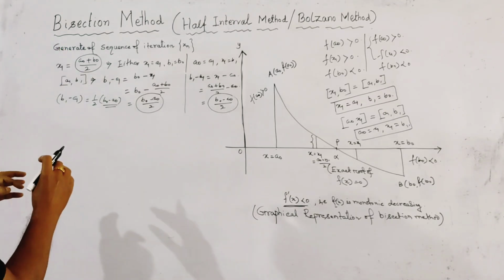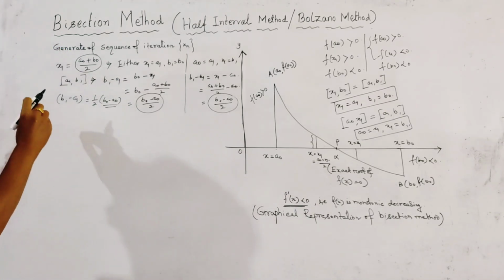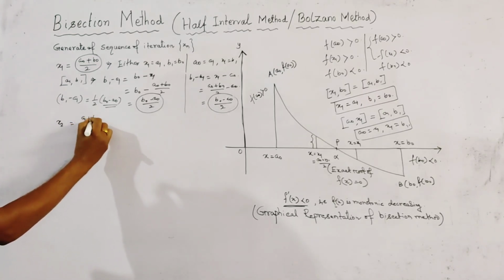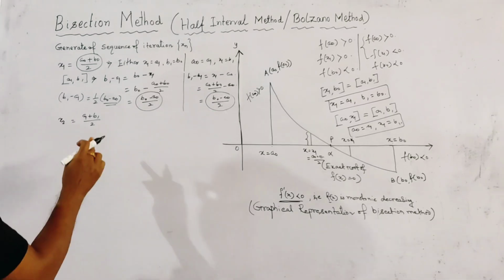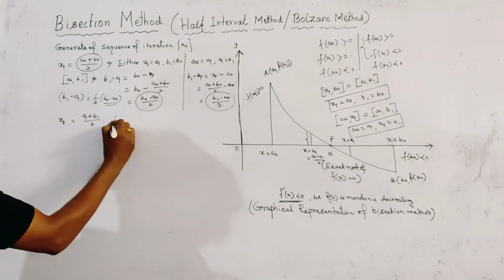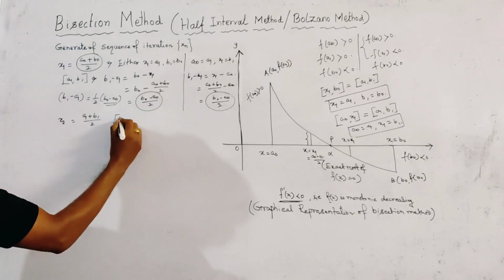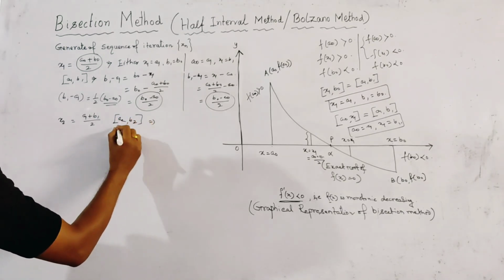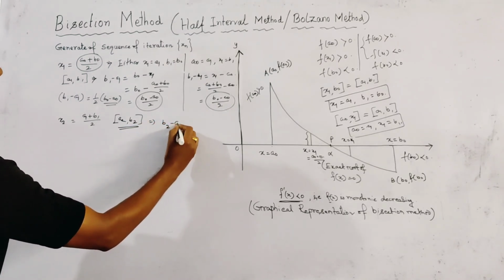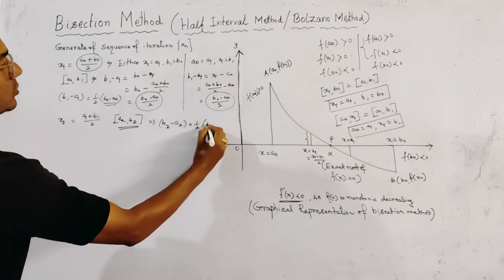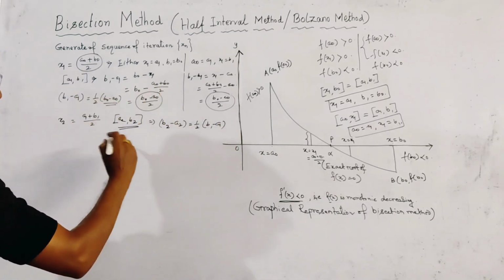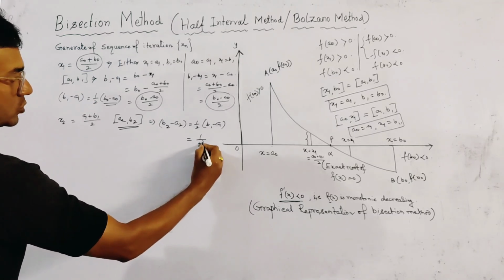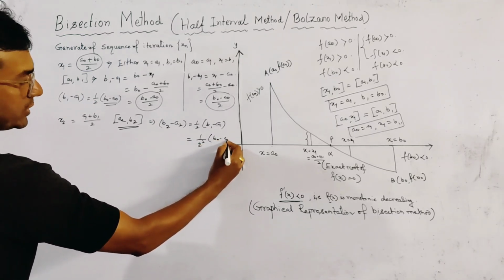Now we find the second approximation, given by x2, this is a1 plus b1 by 2. By the same argument we get a new interval of approximation, given by a2 b2. Clearly the length of this interval is b2 minus a2, equal to half into b1 minus a1 as above, and putting the value of b1 minus a1, this is given by 1 by 2 square into b0 minus a0.